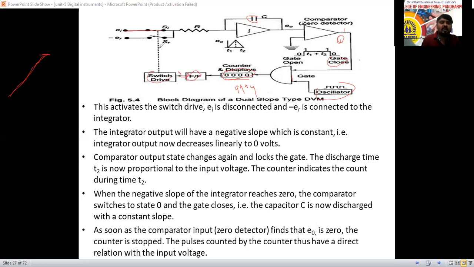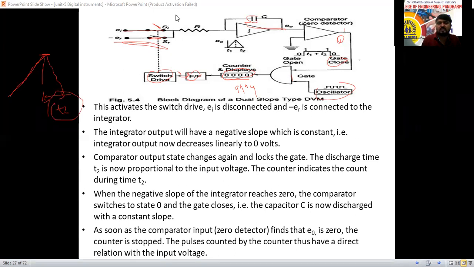And this switch drive, what is it going to do? This S1 switch opens and S2 is closing here now. The minus input it is going to consider. So during this minus input, whatever charge this capacitor has is going to discharge to 0. That is what we are going to call T2. The time taken to discharge is proportional to the input voltage. So the voltage to time conversion we have discussed here now.